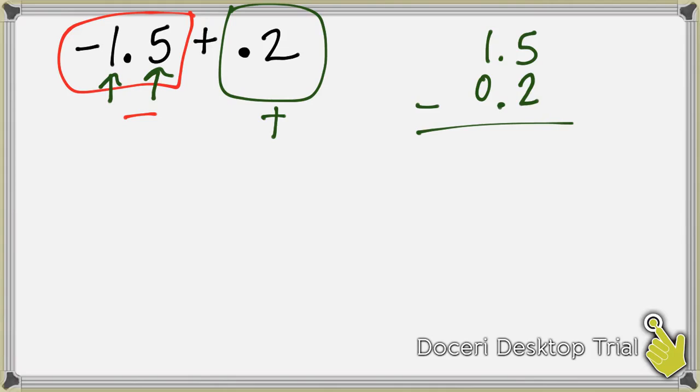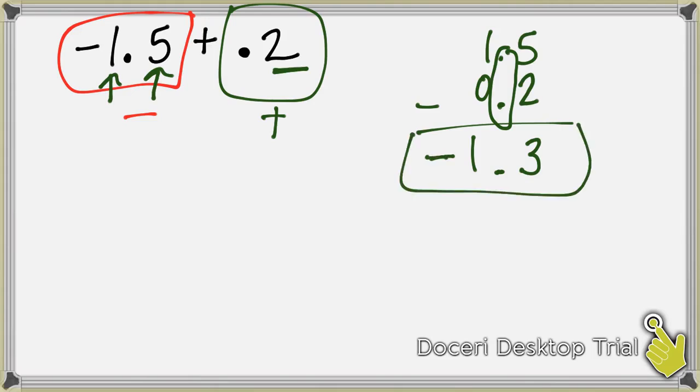So 5 minus 2 is 3, 1 minus 0 is 1, so I get 1.3. Put your decimal right where it was. However, we have to look at the numbers. 1.5 is bigger than 0.2. That's not 2, it's 0.2, that's in the tenths place. This is over 1. This is less than 1. So the 1.5 is bigger, and it was negative, which means your final answer would be negative 1.3.